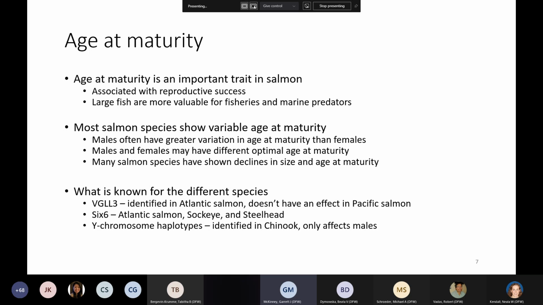But concerningly, many salmon species have shown declines in size and age at maturity. So right now, there's been a few genes that have been associated with age at maturity. VGLL3 was first identified in Atlantic salmon, and there's no evidence so far that it has an effect in Pacific salmon. The six6 gene was also identified in Atlantic salmon, and more recently has been identified as influencing age at maturity in sockeye and steelhead. And then in Chinook salmon, this was research that I had done and identified Y-chromosome haplotypes, so extended sections of the Y chromosome that influence male age at maturity.